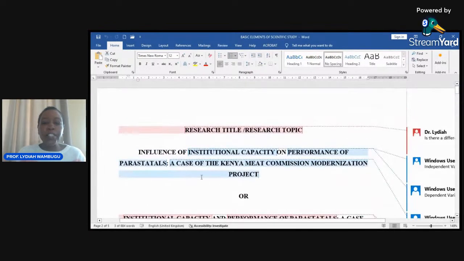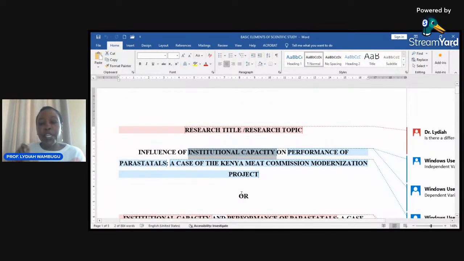So capacity building, stakeholder participation, resource mobilization, and employees' attitudes is what the student was able to identify as some of the issues that influence performance of parastatals, and it is what is called institutional capacity. Sorry about that. So variables are very key. Variables are very key in any research.